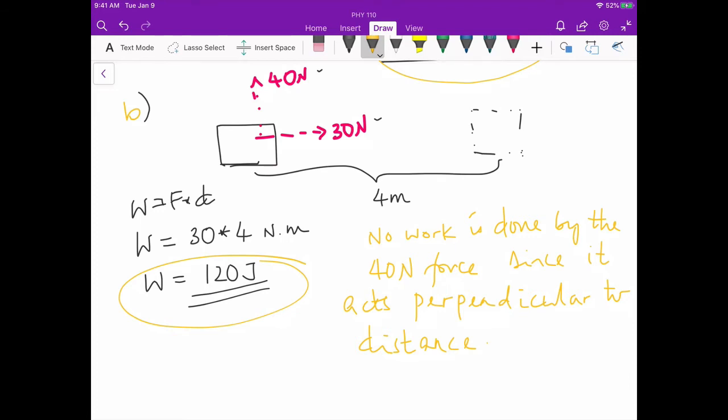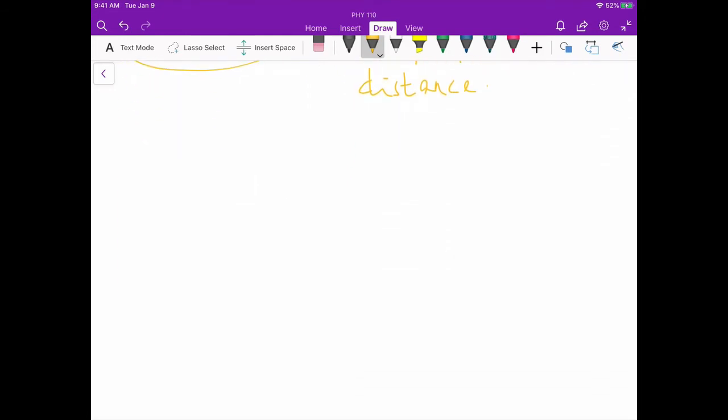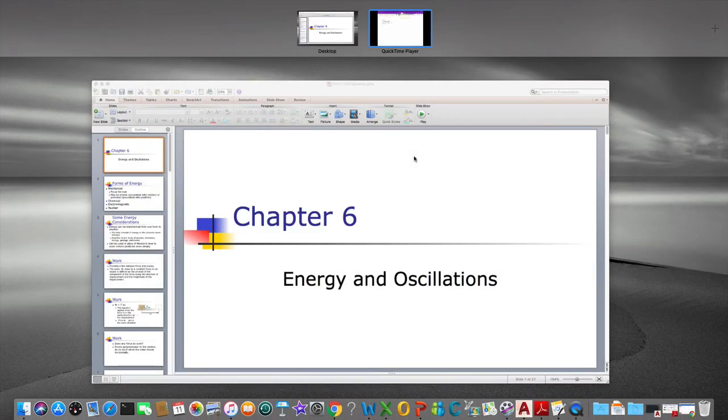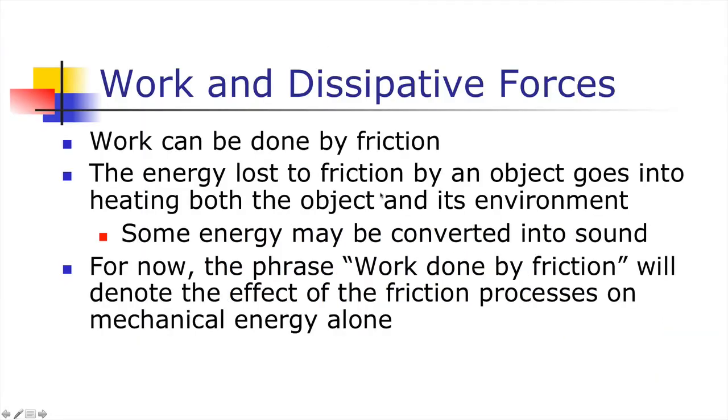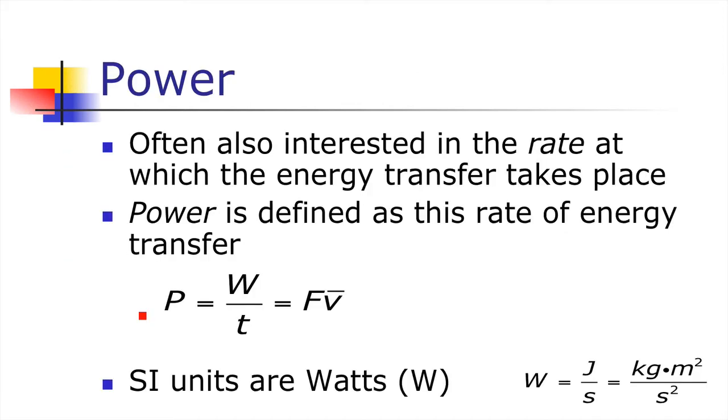Now, let's go ahead and see a new thing that usually comes along with work, known as power. Okay. Power. So what is power? Power is defined as the rate at which work is done, or the rate of energy transfer.